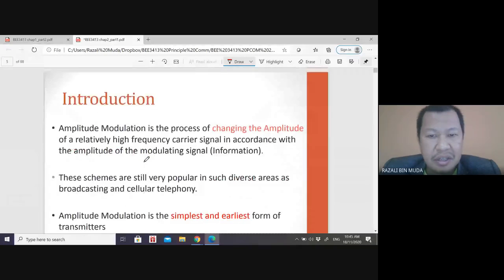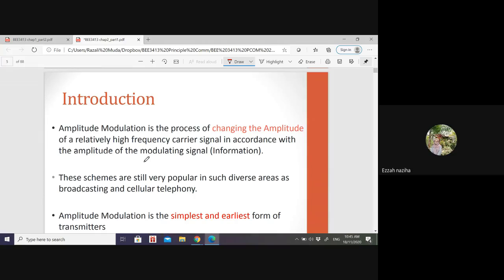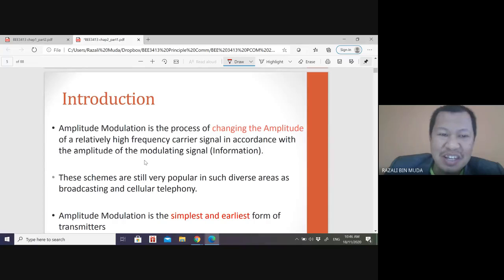Introduction. So, anybody have any idea about AM? Siapa-siapa yang pernah baca nota ni? Tak pernah. Nanti you boleh Google ataupun tengok dekat YouTube tu, AM, amplitude modulation.